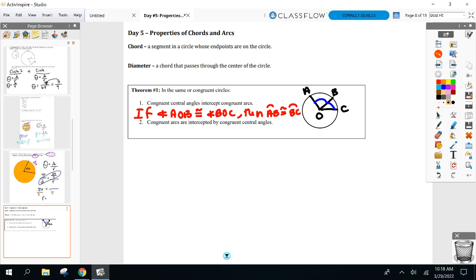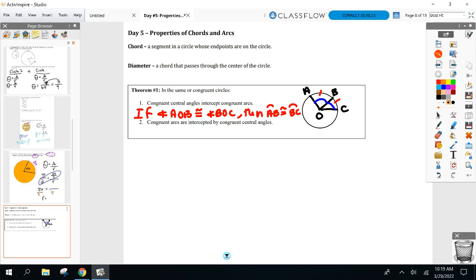Now, did we go over how to mark arcs congruent? No? Just put a little hash mark like you would do for segments. That's fine. So if the central angles are congruent, so are the arcs. And number two says the reverse. If we ever have two arcs that are congruent, so are the central angles. We don't need to write anything underneath. We okay on the first one? Central angles equal, so are the arcs, and vice versa.